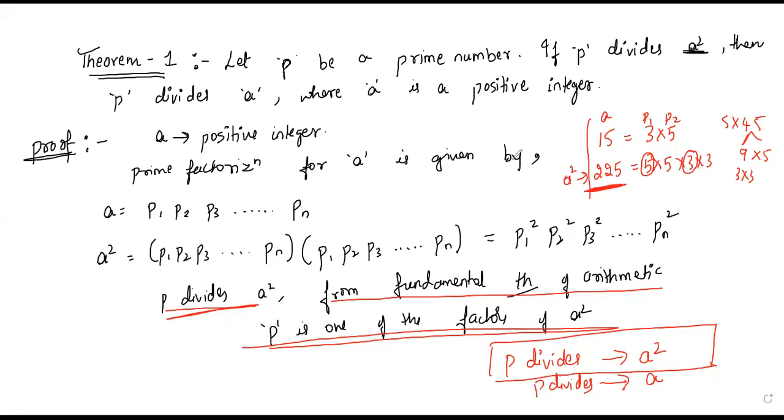From where you have not understood? Ma'am, that example one, ma'am. This example? Till here you have understood? A square is equal to P1 square plus P2 square plus Pm square. Yes, ma'am. Then in the proof they have given that P divides A square. Correct?